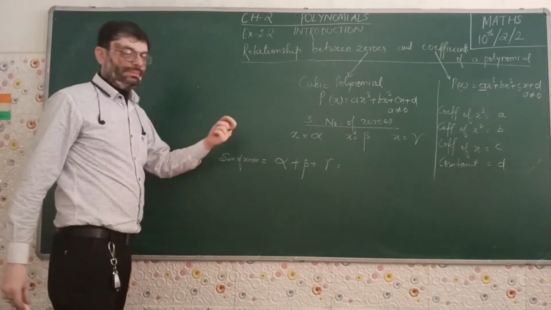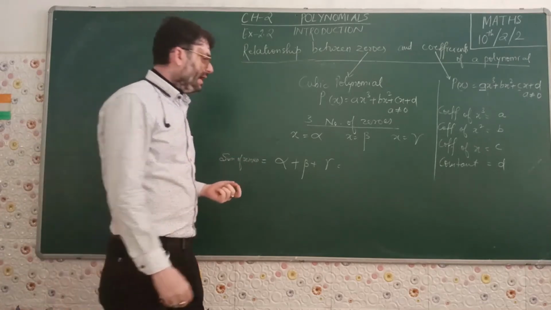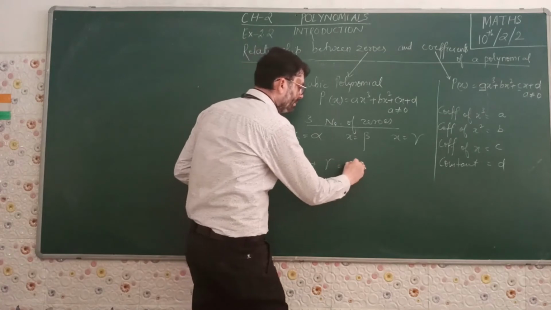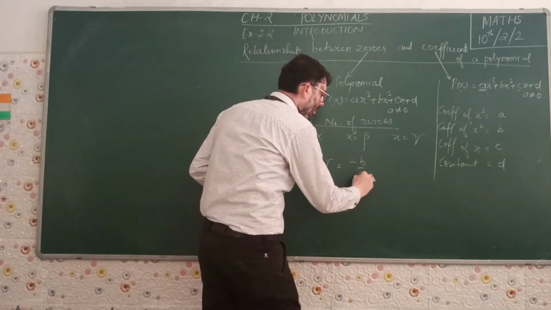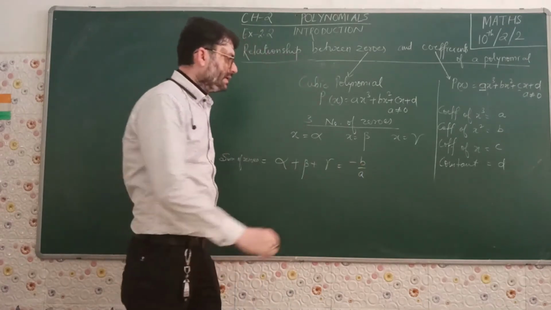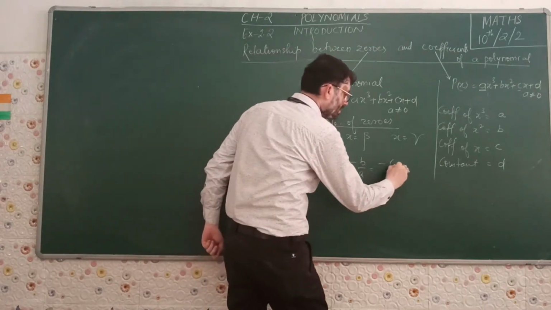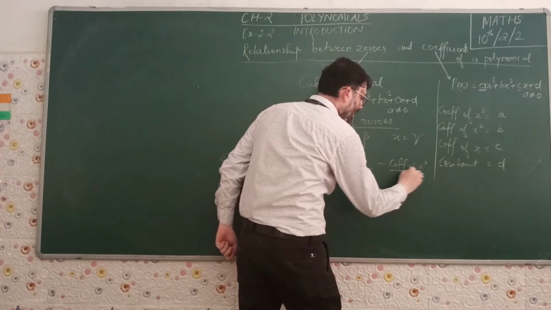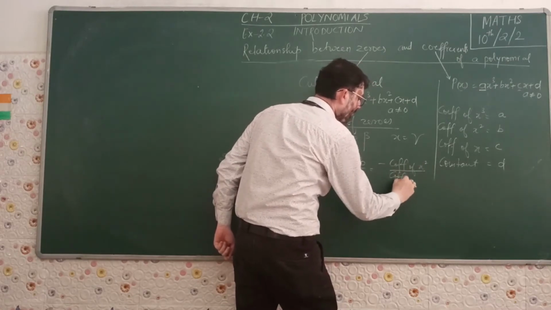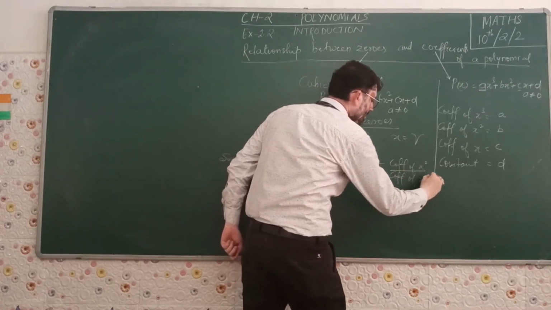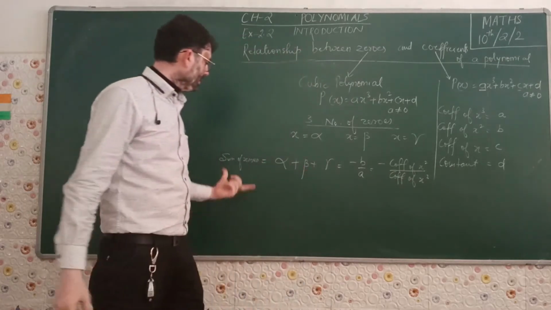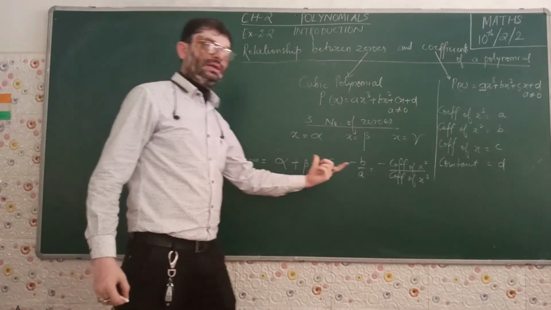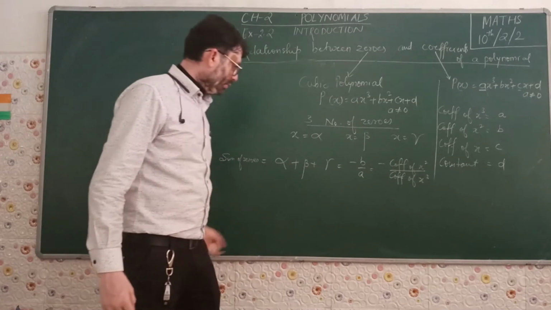Alpha plus beta plus gamma is given by the relation minus b upon a. That means this is minus coefficient of x square upon coefficient of x cube. This is the relationship between the sum of zeros and the coefficients of a cubic polynomial.